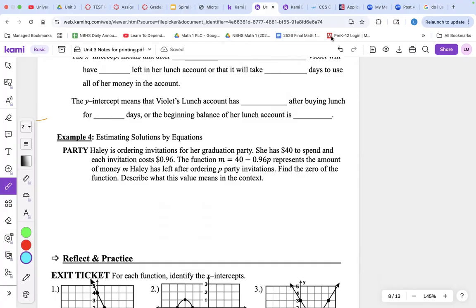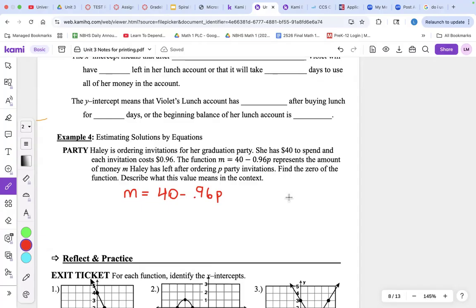And let's think a little bit first. All right, so let's look at your setup. So once again, we're looking for x. So here we're going to, very simply, just rewrite it real quick. We got m, and we know m represents our y value. 40 minus 0.96. I'm not going to put the 0 because it's just 96 cents. P. P represents the number of party invitations.